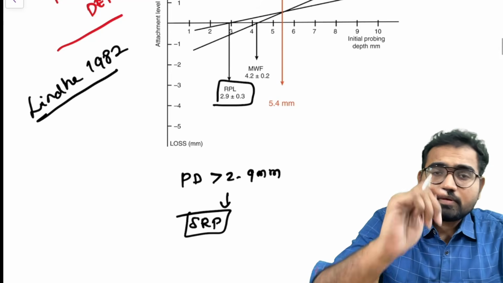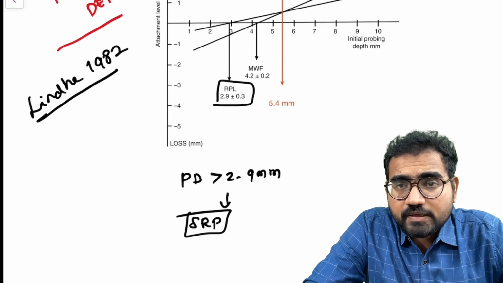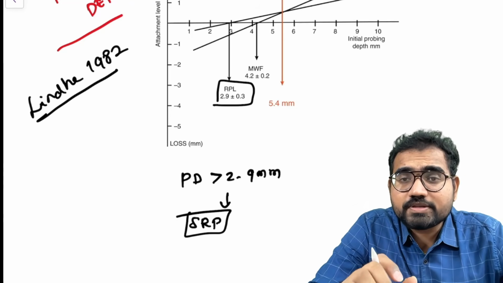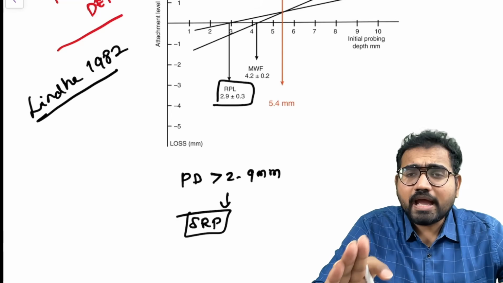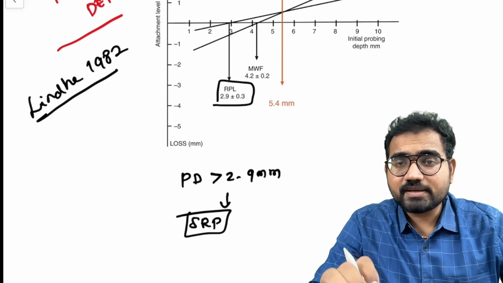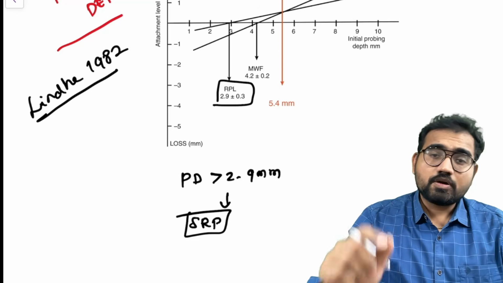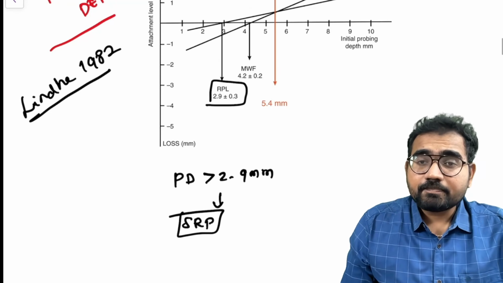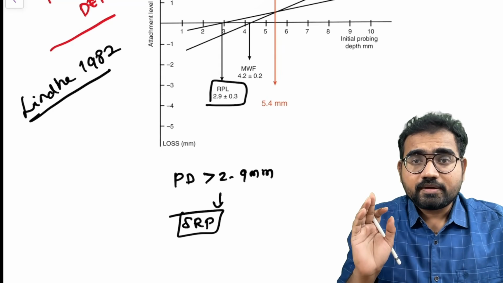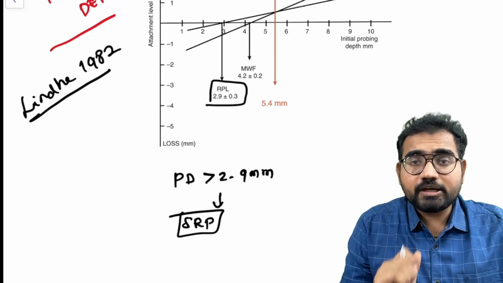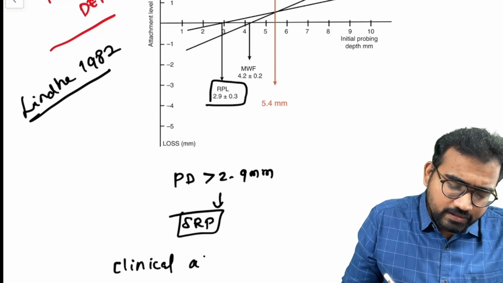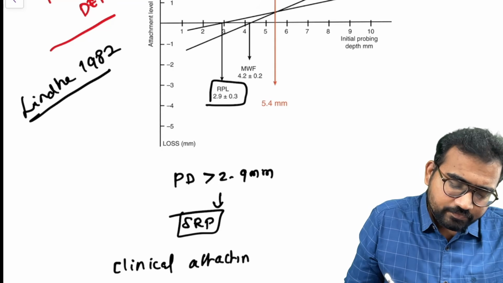If the patient has a probing depth of more than 3 mm, say for example 3 mm, then I can do scaling and root planing. What will happen if I do scaling and root planing for a patient who has less than 3 mm of probing depth? According to this concept, if you do any procedure that does not match the critical probing depth value, that will result in clinical attachment loss.